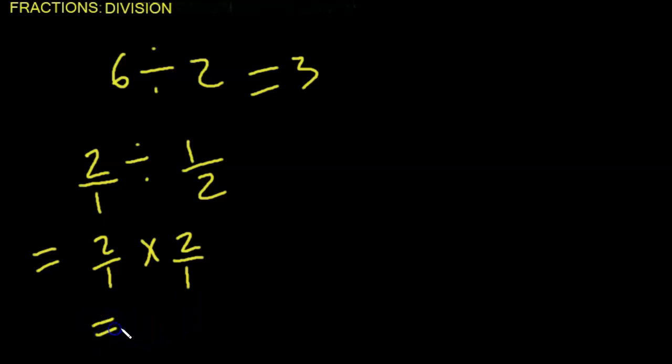And then we are back to the previous topic, multiplication. So 2 times 2, that's 4. 1 times 1, that's 1. 4 divided by 1 is equal to 4.